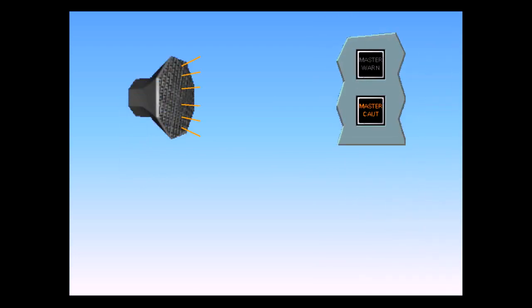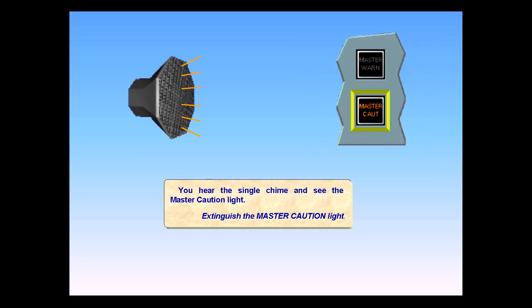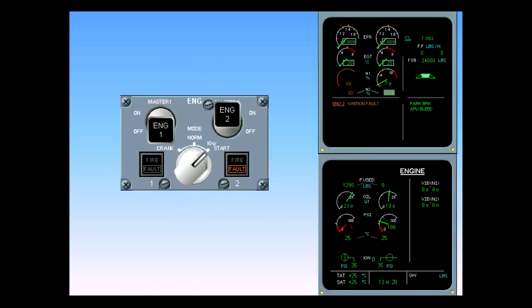You hear the single chime and see the master caution light. Extinguish the master caution light. The B system igniter has failed. The caution is activated and the amber warning and associated checklist are displayed on the engine warning display. Read the title of the failure.